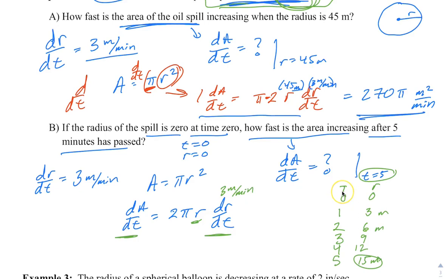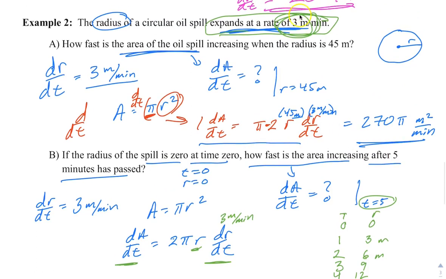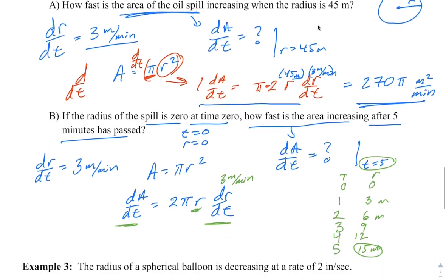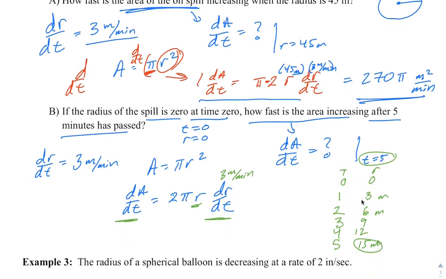So when time equals 5, the radius is 15 meters. That's how you do that. Now it's a little weird, but that's the way it works. I know my radius is increasing at 3 meters every minute. It's been 5 minutes, so 3 times 5 is 15. So that's my radius. You've got to use some logic here. Then just multiply it all together: 15 times 2 is 30, 30 times 3 is 90, so 90 pi. And again, units: meters times meters per minute gives meters squared per minute.